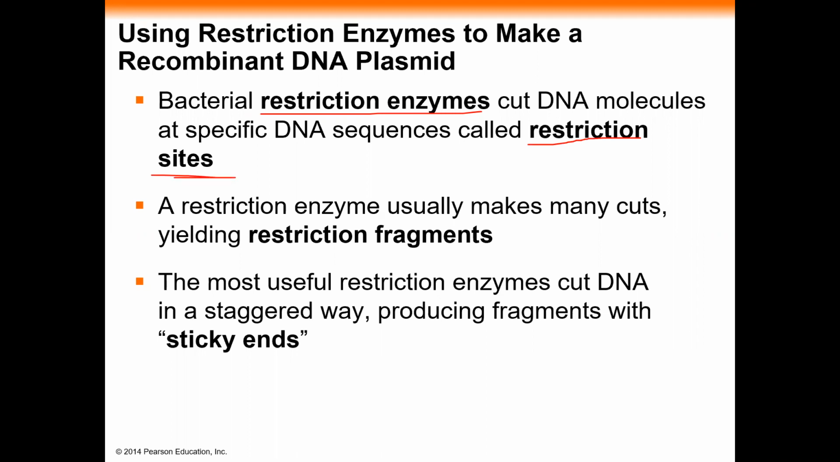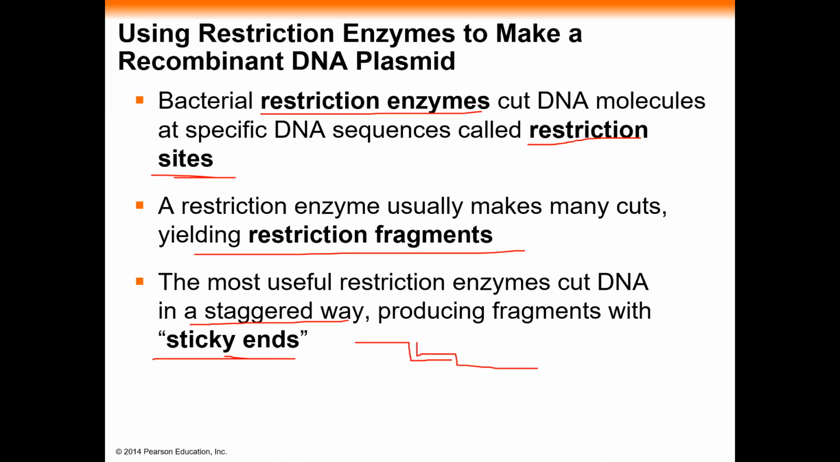And so a restriction enzyme is usually going to make a lot of cuts, thus yielding what are called restriction fragments. And the most useful restriction enzymes that have been found will cut DNA, leaving it with a staggered end. And we're going to see this in a few slides here. But it's going to produce fragments with what are called sticky ends. And they're kind of going to leave the DNA looking like this at the very end.